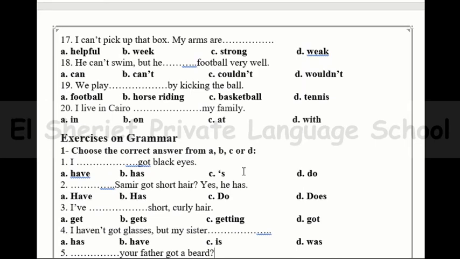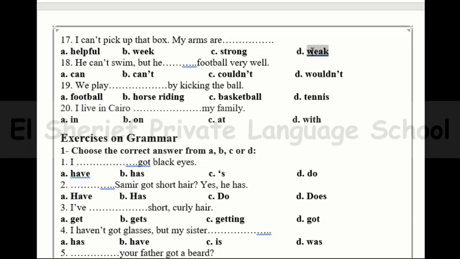I can't pick up that box. My arms are helpful, weak, strong, or weak. So, yes, the answer is going to be weak. I can't pick up that box. My arms are weak. So now number 18.